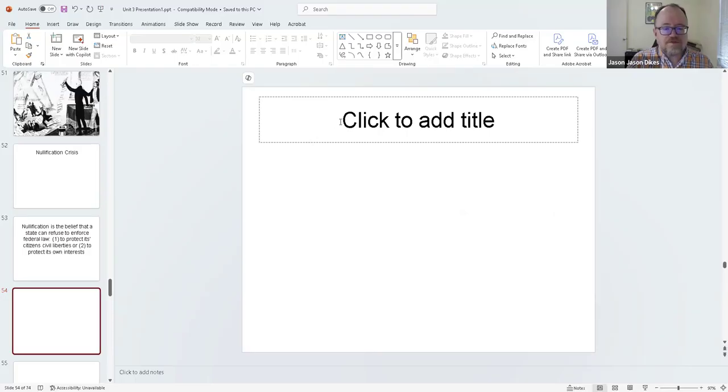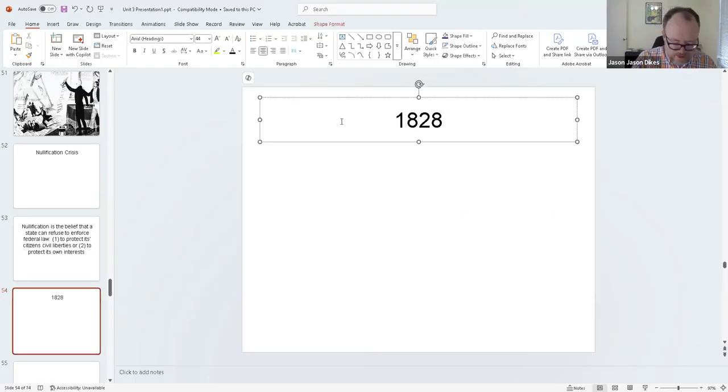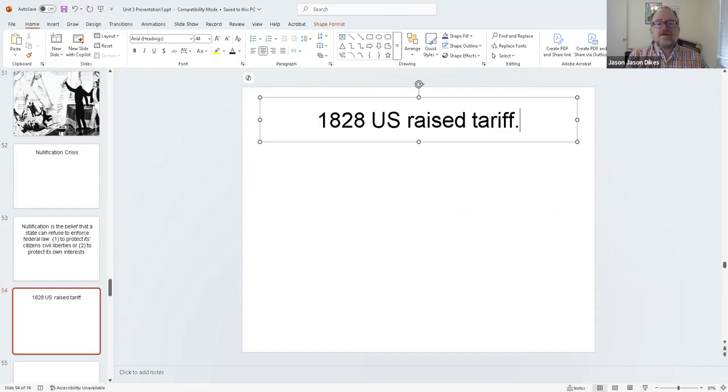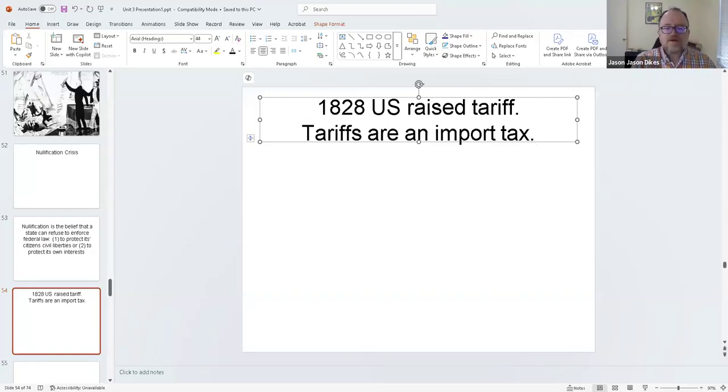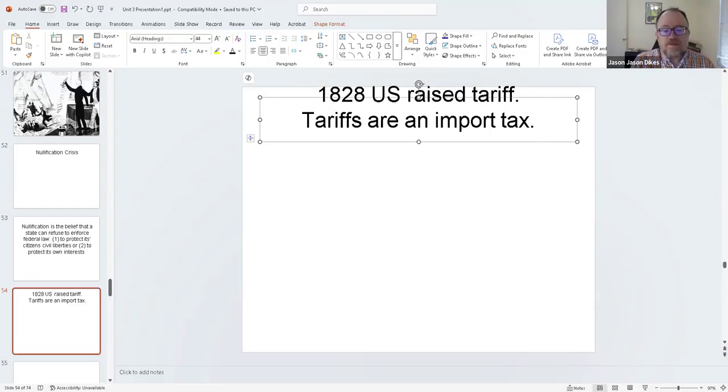What caused this whole thing? Well, in 1828, the U.S. raised the tariff. Now, if you pay attention to the news, there's been a lot of talk about tariffs. So let's review. Tariffs are an import tax. Okay? If something is imported into the United States, there is a tax on it. That is called an import tax. When countries raise the tariff, we typically get what is called a retaliatory tariff.